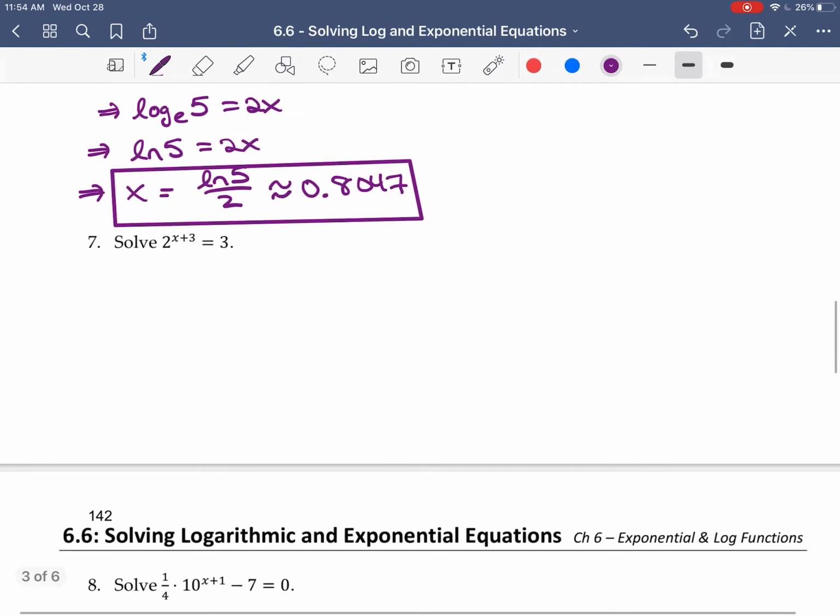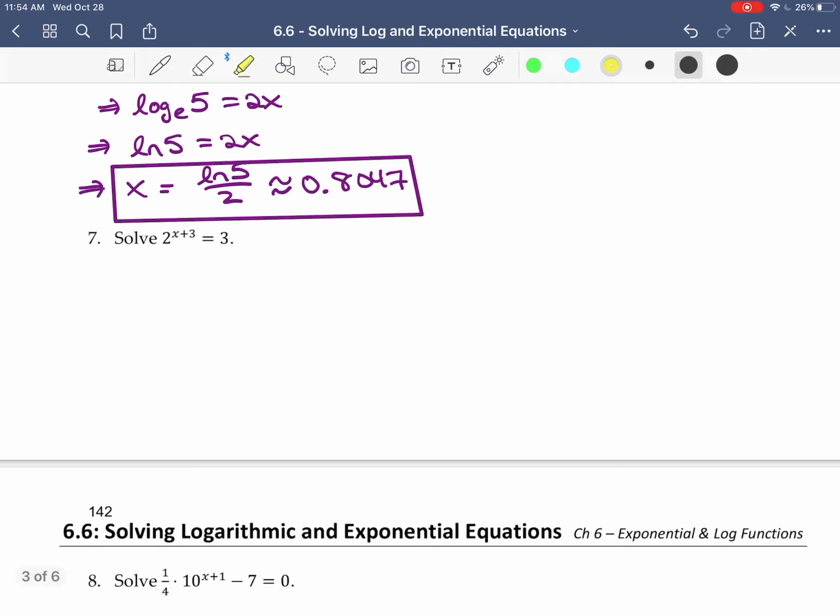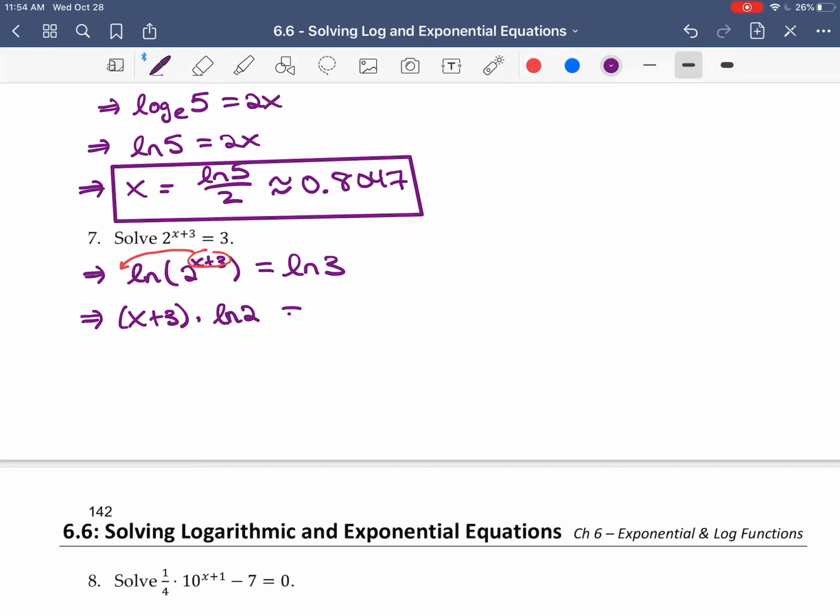Okay, now for part number 7, my base, so my a value, is 2. So that's not e or 10. So what I'm going to do is take the ln of both sides. So ln of 2 to the x plus 3 should be equal to ln of 3. Okay, now I can simplify by taking this x plus 3 and moving it to the front because it's the exponent. So that's a log rule. So then I have x plus 3 times ln of 2 should equal ln of 3.